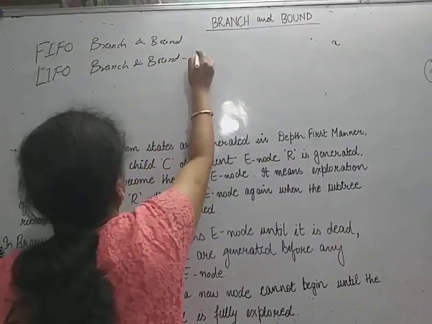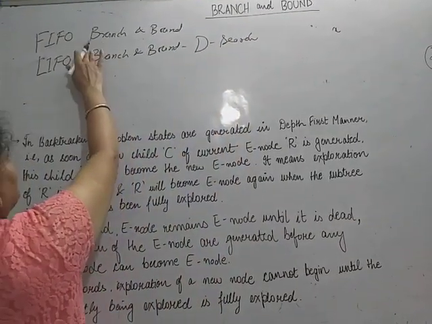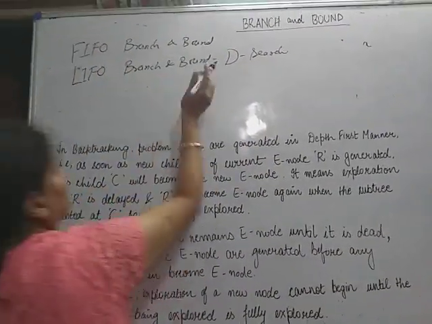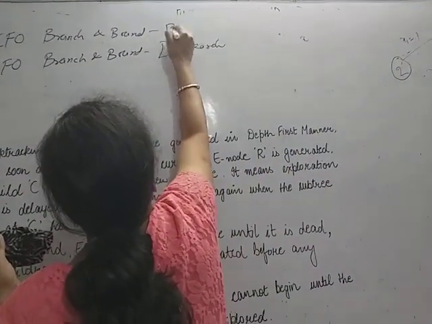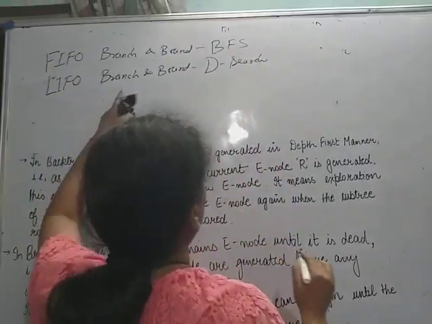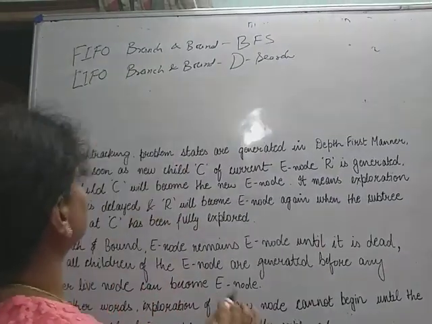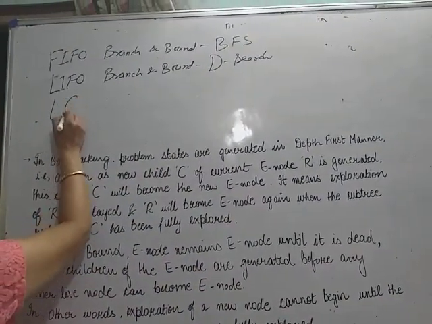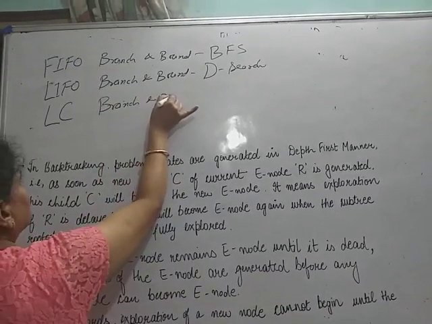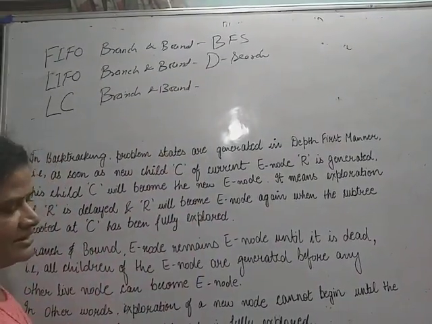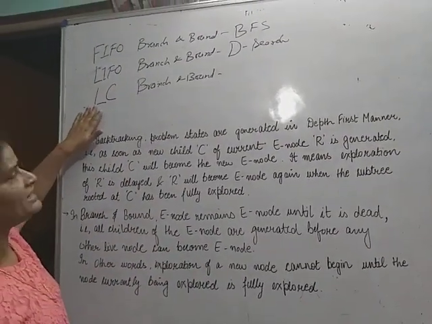sometimes this is also called D-search. Okay, D-search. Just, FIFO branch and bound is also called breadth first search, BFS. FIFO branch and bound is called breadth first search, and LIFO branch and bound is also called D-search, and the third one is the least cost branch and bound. Okay, these are the three different techniques: FIFO branch and bound, LIFO branch and bound, and least cost.